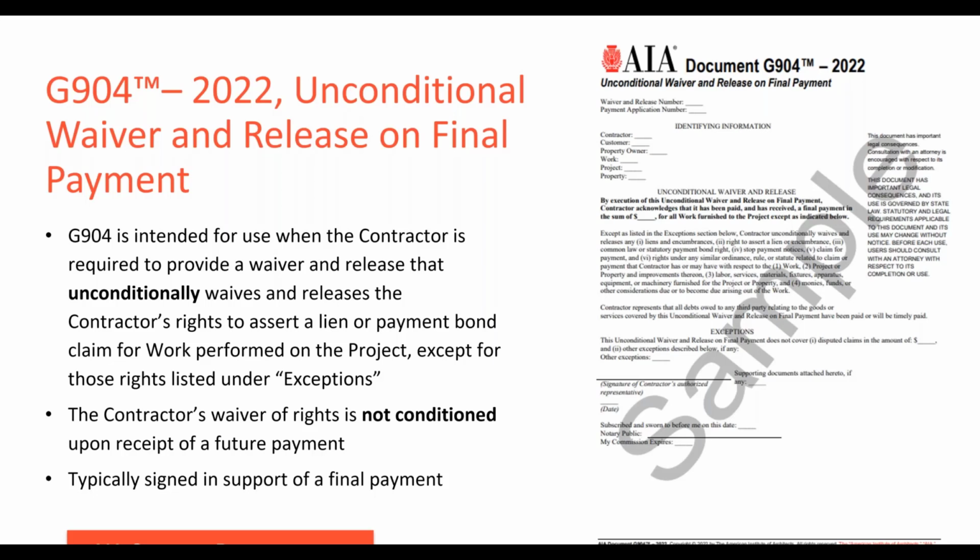Unlike the G901 and the G902, this form, as well as the G903 that I mentioned on the prior slide, is not tied to work performed through a particular date. Instead, it covers all of the work performed on the project, and this is because it's for final payment.